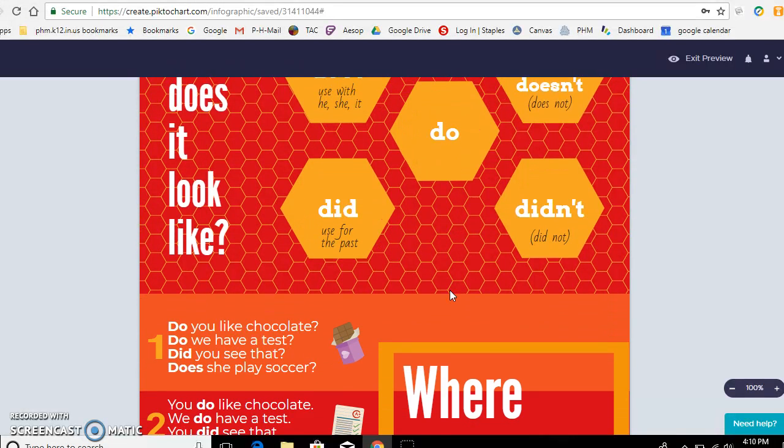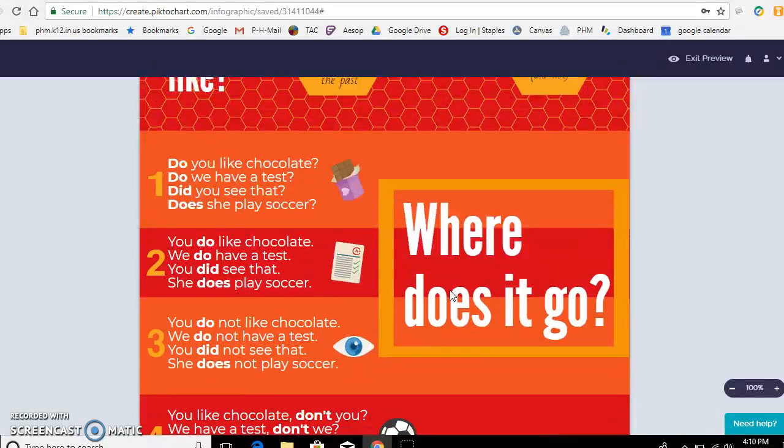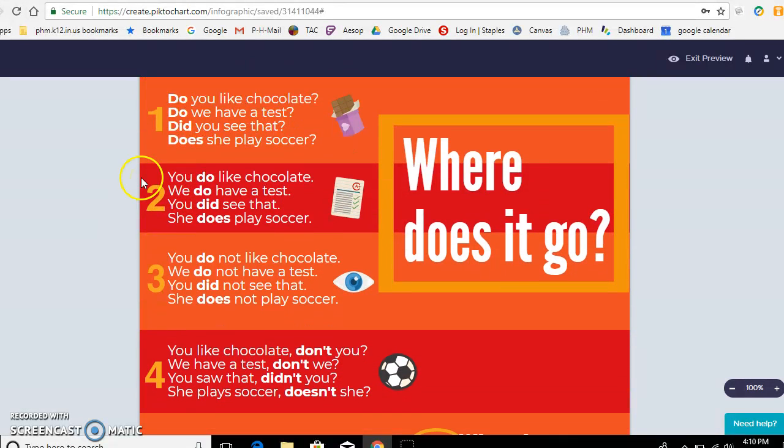Underneath it, I have where does it go? So again, instead of saying syntax or syntactical position, I decided to use where does it go because that's what they would understand more. And I just gave sections of examples here. I used the strategy, I think that was a suggestion on my first infographic from somebody, I don't remember who now, that I should start with examples and let them see patterns.